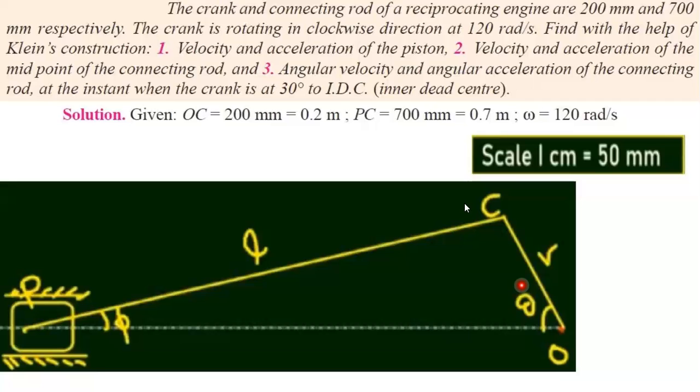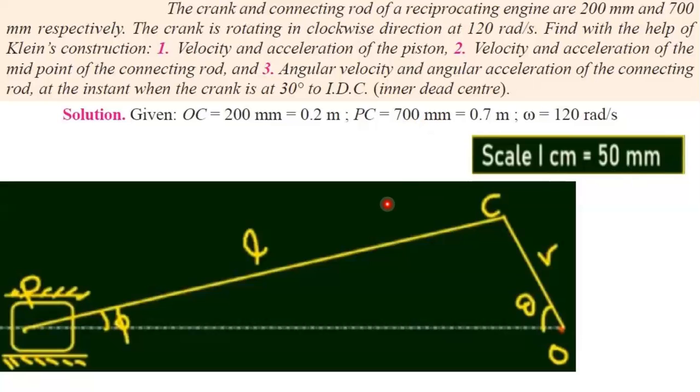The reason is 700 mm, that is 70 centimeter, is a very huge value. We can't draw it on our A4 sheet, so we will be going for a reduced scale. Fixing the scale: in this problem, I have taken 1 centimeter as 50 mm. So whatever values you have, just divide by 50. And finally, whatever answer you get, just multiply by 50 to get it in terms of millimeter.